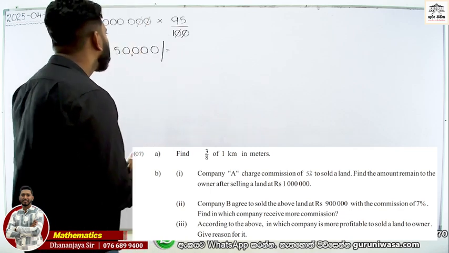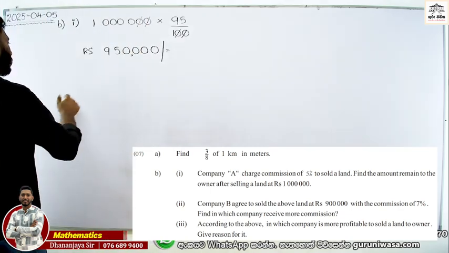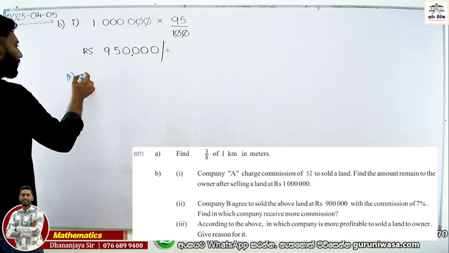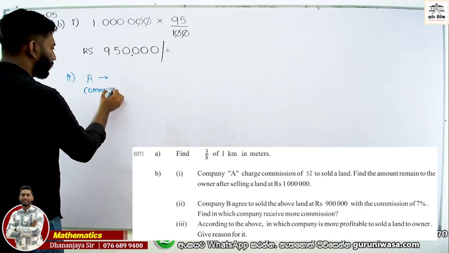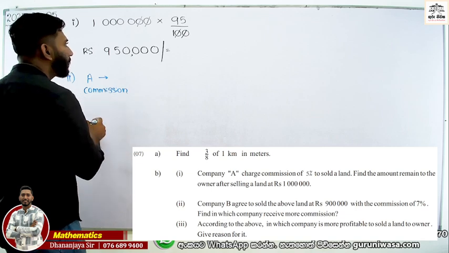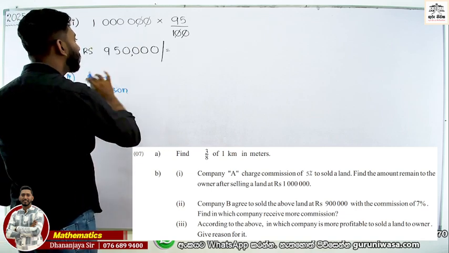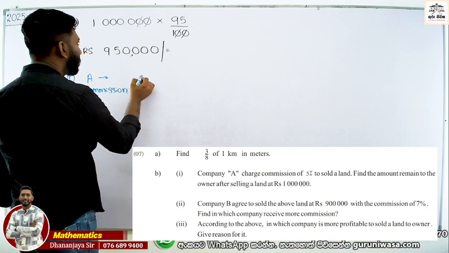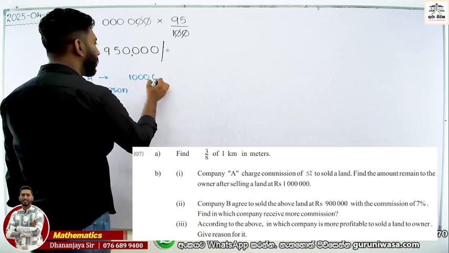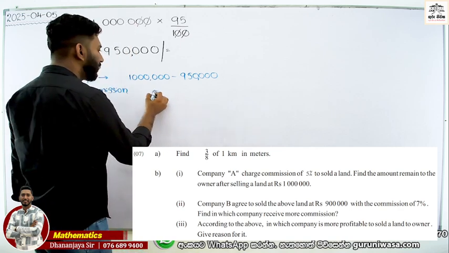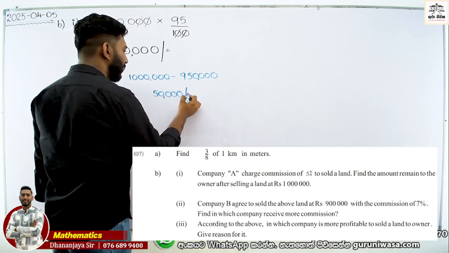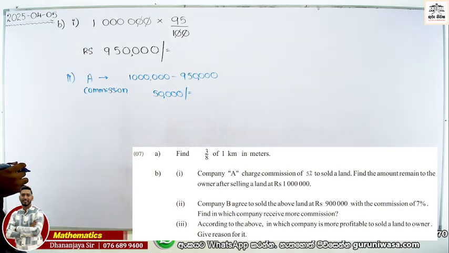Now we can find the commission, right? Look at A, company A. The commission becomes 1 million minus 950,000, the difference between those, and the answer becomes 50,000 rupees. 50,000 rupees, and this is the commission. Right, it's easy, isn't it? 1 million minus 950,000 is 50,000, right?